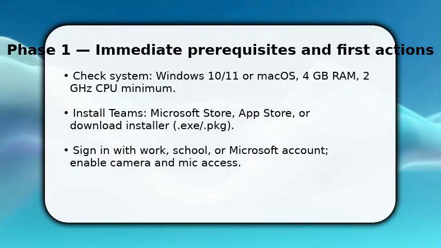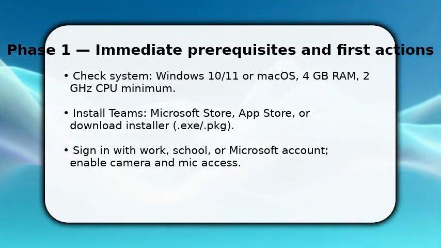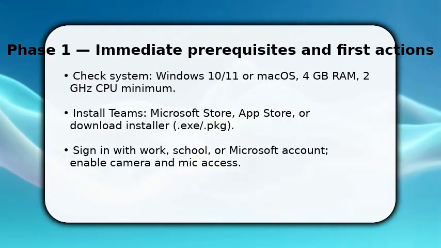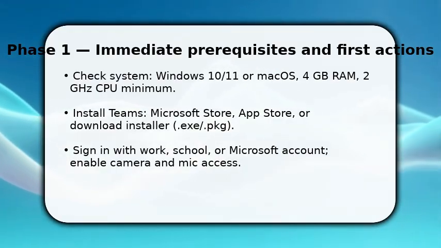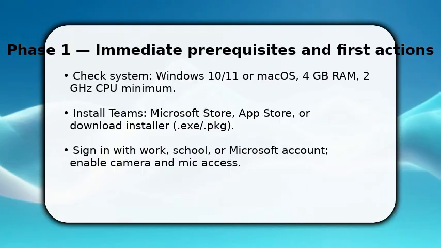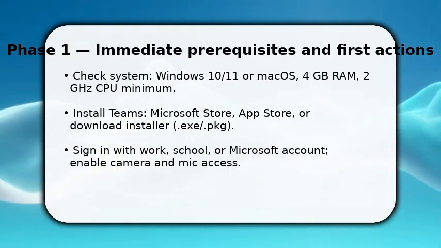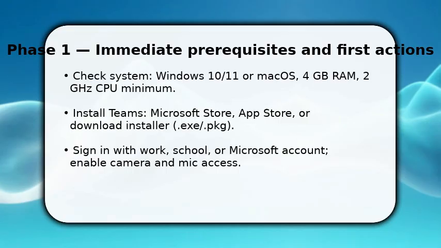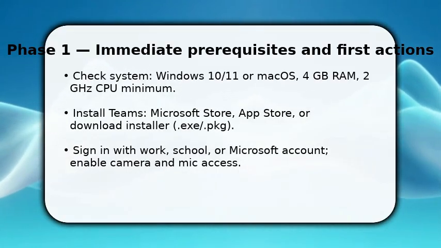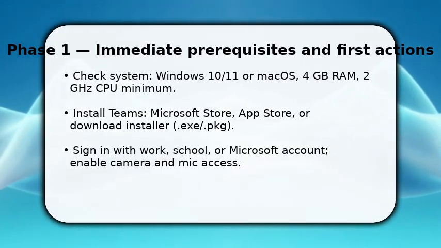You'll start by confirming prerequisites and signing in. First, make sure your computer meets basic specs and has a stable internet connection. Next, install the Teams app from the store or the installer and open it. Once launched, sign in with your work, school, or Microsoft account. Grant camera and microphone permissions when prompted. If you prefer, you can use the web app. This gets you into the app and ready to set up teams, channels, and notifications.